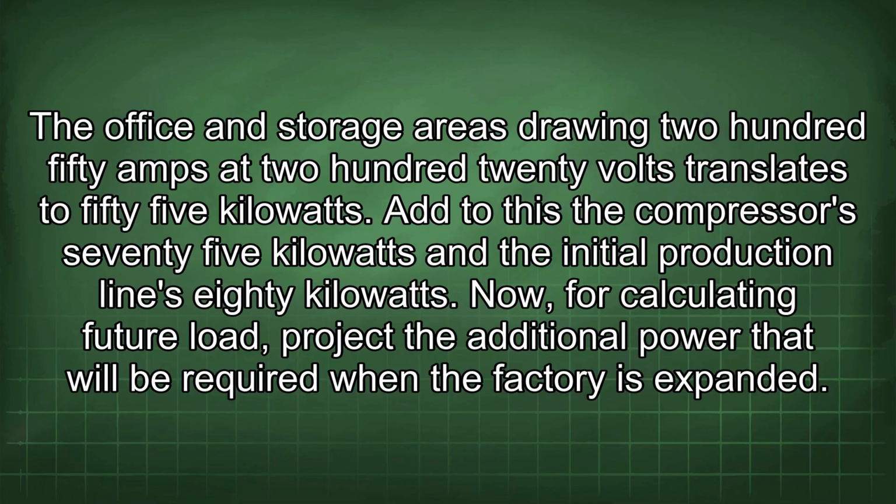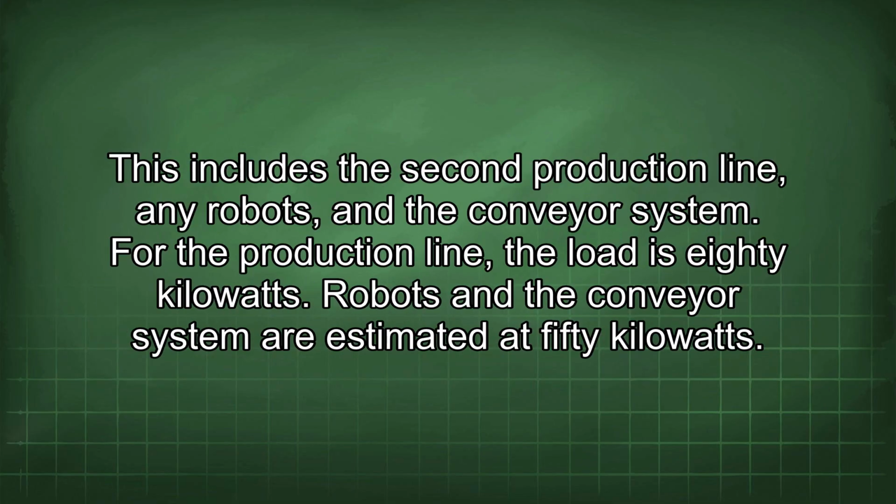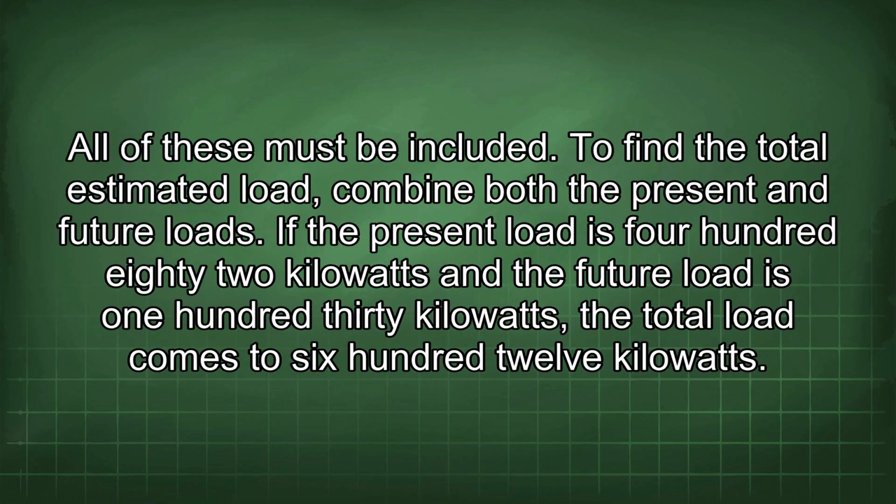Now, for calculating future load, project the additional power that will be required when the factory is expanded. This includes the second production line, any robots, and the conveyor system. For the production line, the load is 80 kilowatts. Robots and the conveyor system are estimated at 50 kilowatts. All of these must be included.